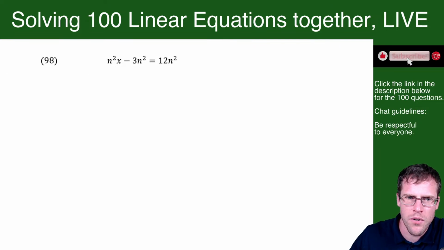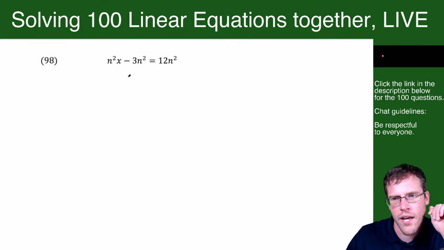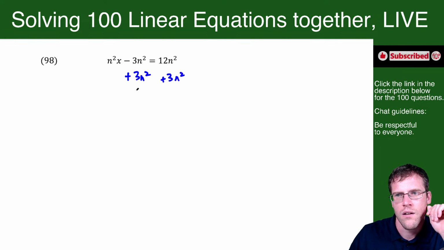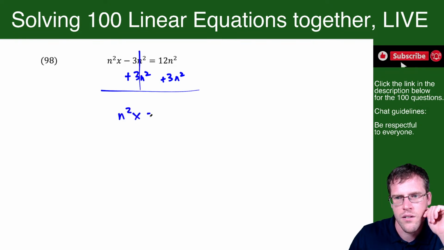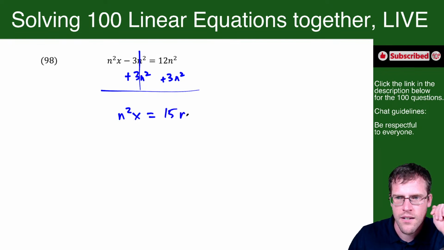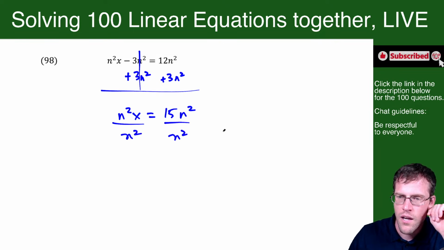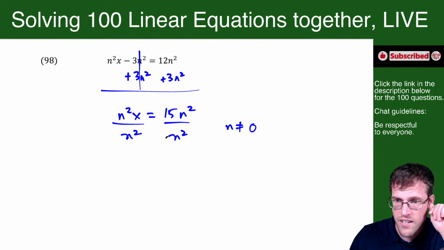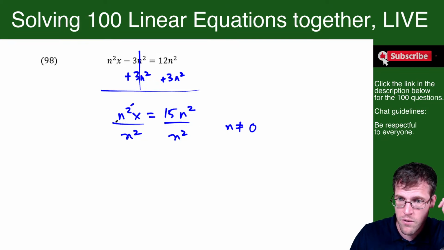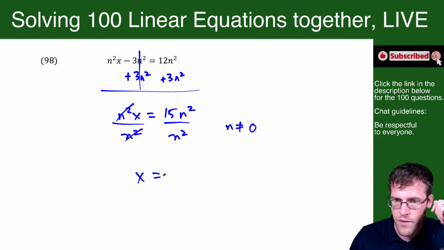So let's see. For this part here, for 98, we're going to add 3n squared to both sides. And now this is going to cancel. We have n squared x equals, and we're going to have 12 plus 3 is 15, n squared. Divide both sides by n squared. I'm going to mention here, n is non-zero because we're dividing by n squared. So 0 squared would be 0. The squares cancel. X equals n squared over n squared cancels. X is equal to 15.